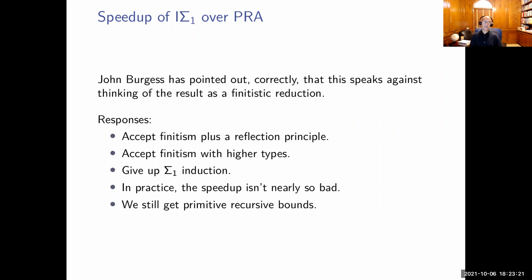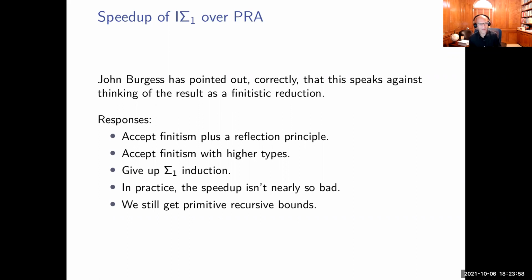And I should mention that John Burgess, who's a philosopher at Princeton, has pointed out quite correctly that this speaks against thinking of this as a finitistic reduction. So if you're a finitist, and by that you mean you believe in primitive recursive arithmetic and nothing else, well, if somebody gives you a proof in I-sigma-1, that's all well and good. The reduction is the proof. The theorem I just showed you is finitistically acceptable. So as a finitist, if somebody gives you a proof in I-sigma-1, you know that there's a proof in PRA, but that proof can be really, really long.